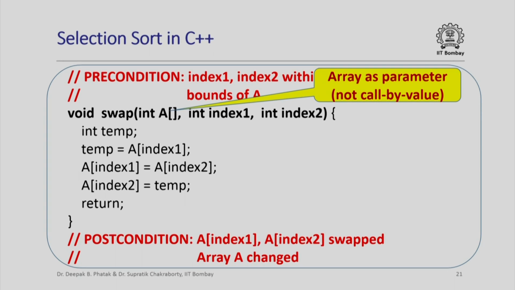So here is how the body of swap might look like. It is a very simple swapping program. I use a temporary variable to temporarily store the value of A index 1, then I copy the value of A index 2 to A index 1, and then I copy the value of the temporary variable, which was storing the original value of A index 1, to A index 2, and finally I return. Note that swap does not return any value, so its return type is void.